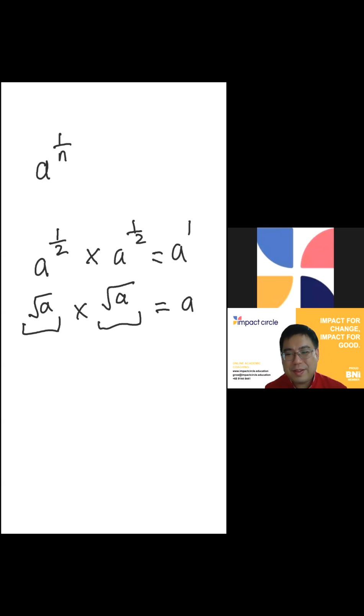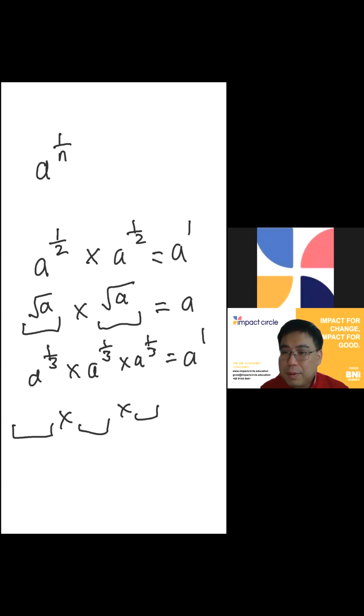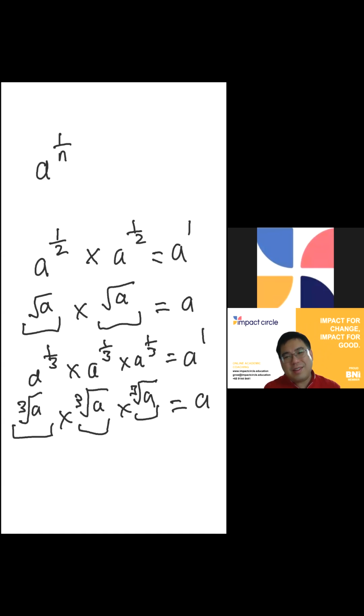The square root of a. Yeah? Let's try another example where n is equal to 3. So similarly, a to the power of 1/3 times a to the power of 1/3 times a to the power of 1/3 is equal to a to the power of 1. And again, what does it mean to have 3 numbers all the same multiplied together to give you a? Each of these blanks has to be the cube root of a. The cube root of a.